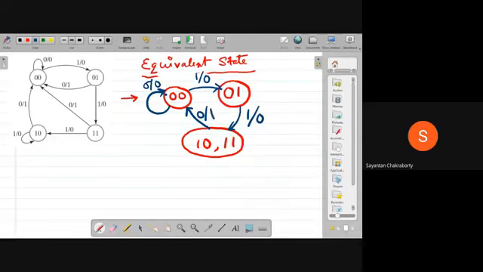and it will move to 00. And if you apply input 1, the output will be 0 and it will move to the state 10, irrespective of whether it is at 11 or 10, this will happen. Right? So this is how the equivalent first-stage state diagram would look like.